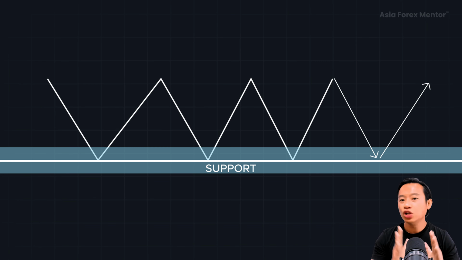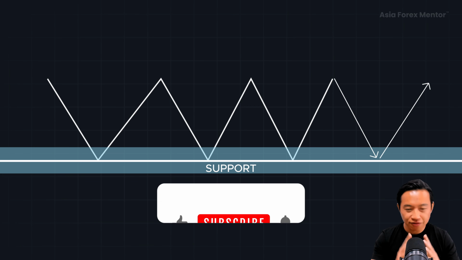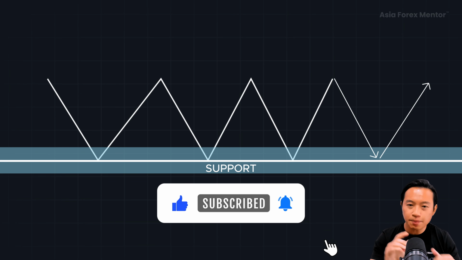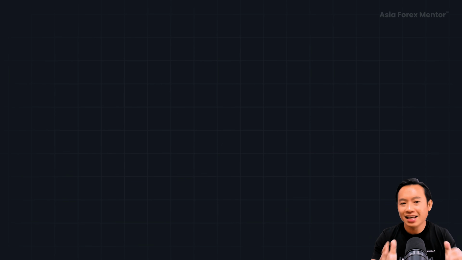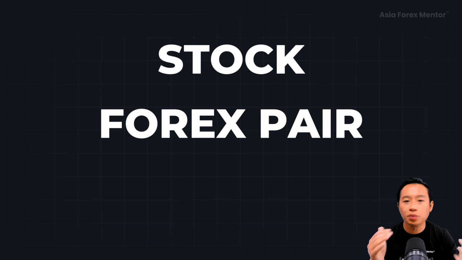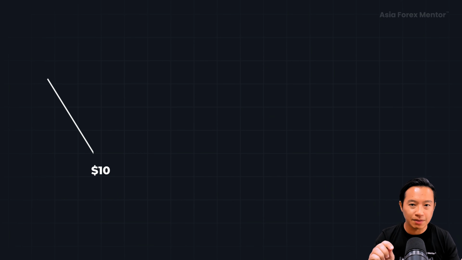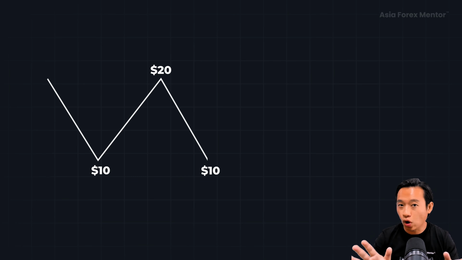This occurs due to a self-fulfilling prophecy. If many traders observe this pattern, they expect the price to hold and rise further. For instance, let's say a stock, or a Forex pair, or crypto pair, anything, and it drops to $10, for example. And then it bounces to $20, drops back to 10, bounces to 30, and so on.